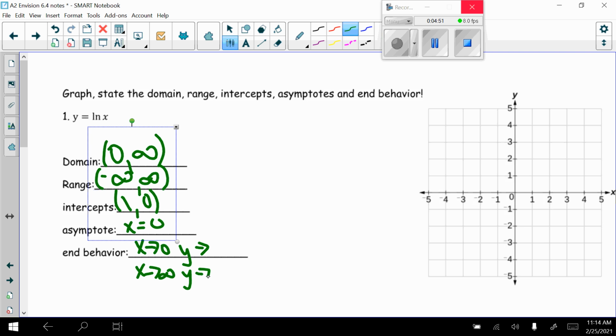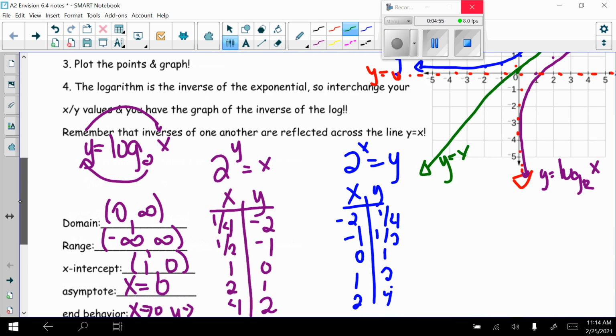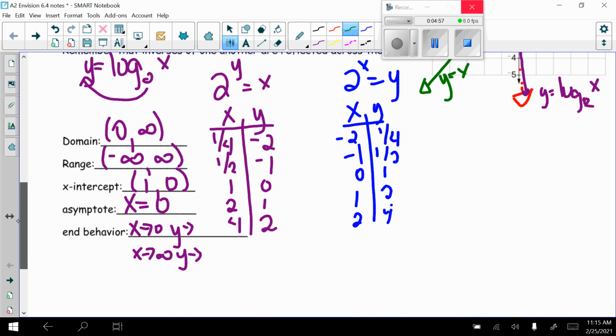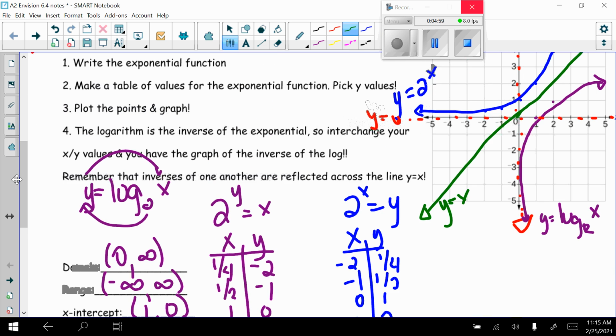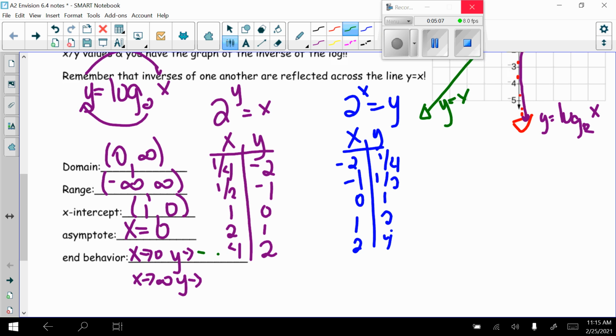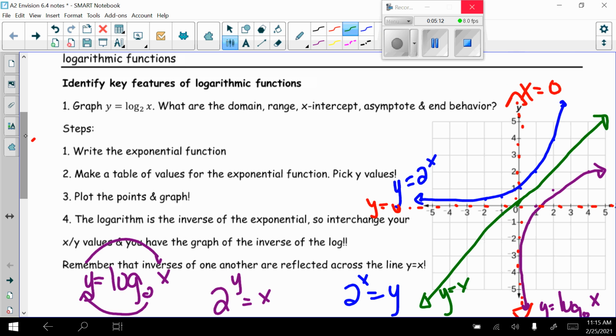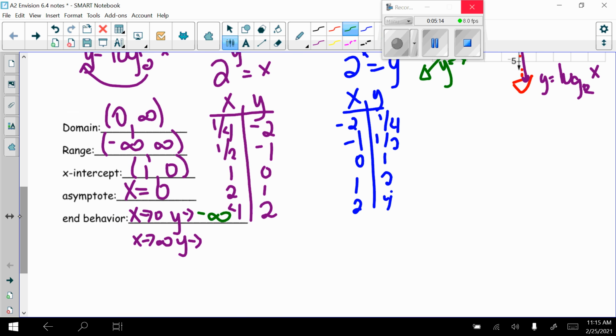I think we need to go back to that first one we did. I don't think we talked about that end behavior. Sorry. Okay, so on here, the end behavior, as x approaches 0, as x is approaching my vertical asymptote, notice that my y's are getting smaller, so my y's are approaching negative infinity here. As my x's are approaching positive infinity, as my x's are getting bigger, my y's are also getting bigger, so y is approaching positive infinity.